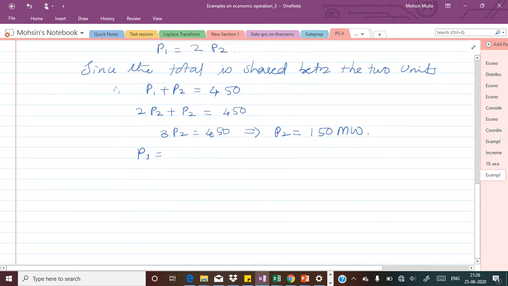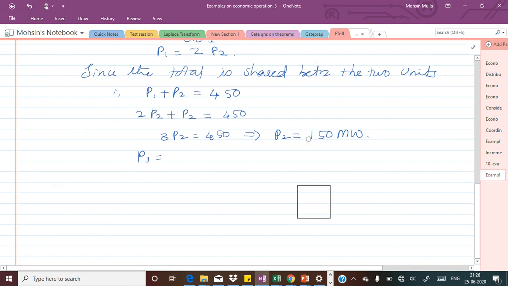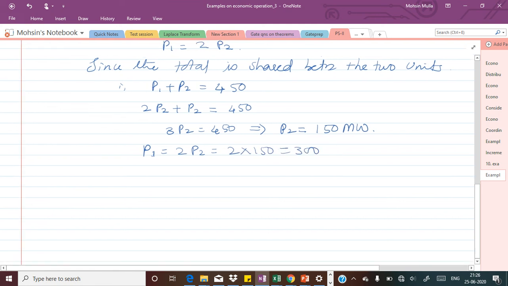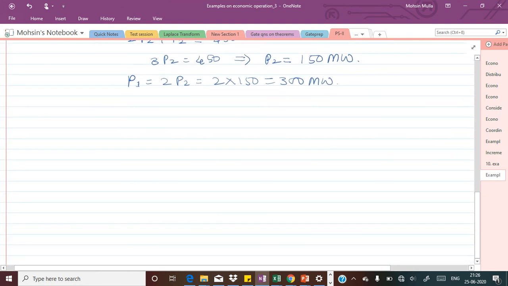So what is the remaining load out of that 450 megawatt? It is exactly 300 megawatt. So therefore P1 will be supplying the 300 megawatt load, or as we already have the expression 2P2, 2 into 150 is going to be 300, and when you add the two values, 150 plus 300, it's again the total load supplied, 450 megawatt.